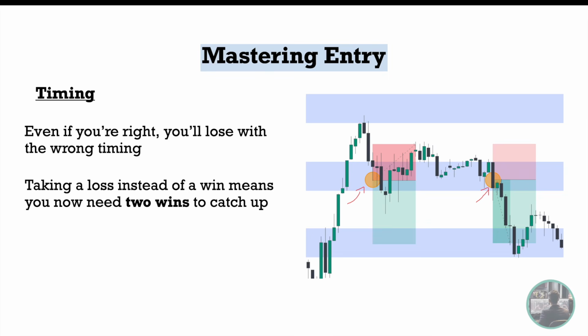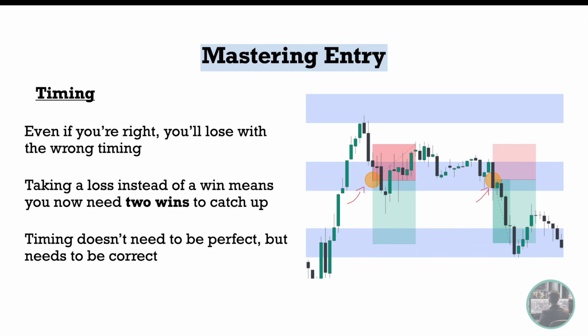Think about how far that sets you back. Instead of being one win ahead, you're one loss behind. And now you need 2 wins just to get back to where you would have been before, if you had the correct timing. So timing is absolutely critical. I can't overstate this enough. Now, timing and entry isn't a one-size-fits-all, it's different for every trade. But it also doesn't need to be perfect. You don't need to have perfect timing, you just need to have good timing.